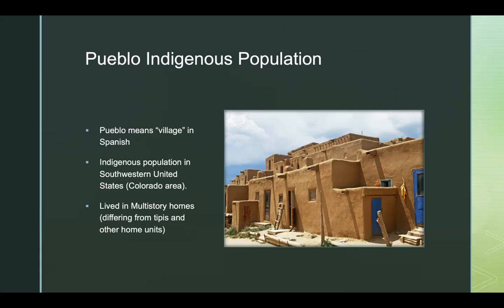Pueblos are an indigenous population in southwestern United States, Colorado, Arizona, and New Mexico. There are many different types of Pueblo Indians, very many different communities within the Pueblo community. So they lived in multi-story homes, differing from teepees and other home units. You might ask, well, what does this mean? How does this represent their way of life? So you ask those questions.